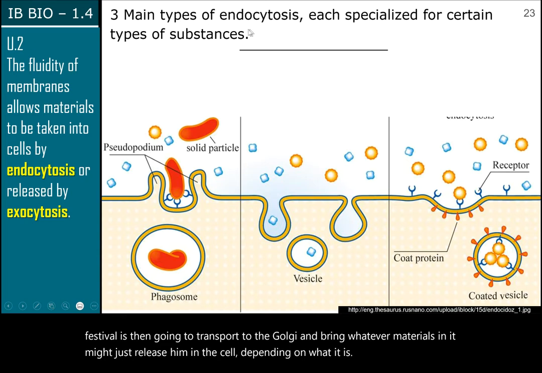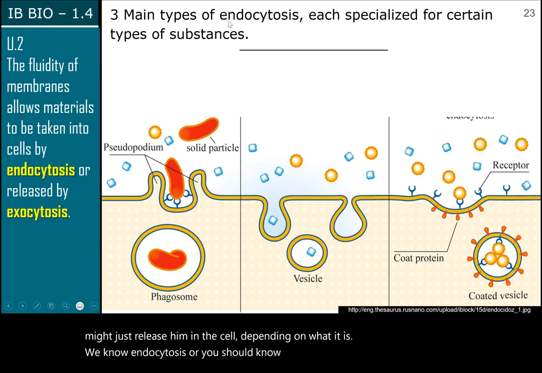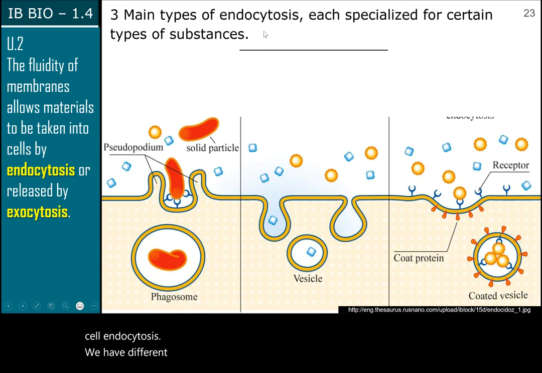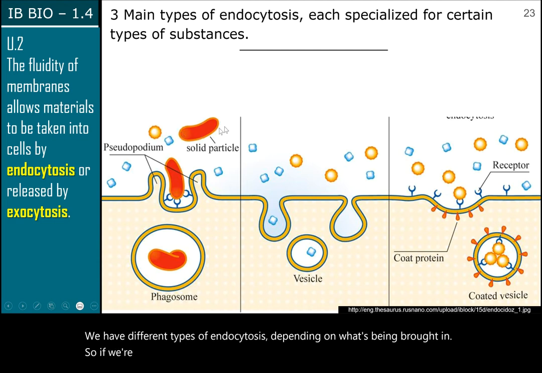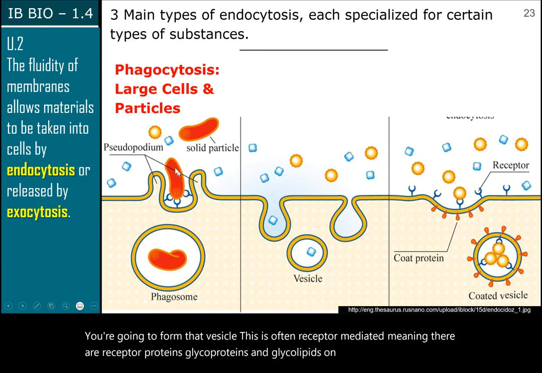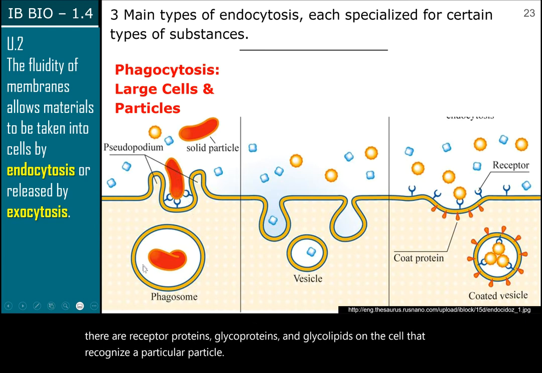Now, we know endocytosis, or you should know that endocytosis means in, because endo means in, and cytosis means anything having to do with a cell. So in the cell, endocytosis. We have different types of endocytosis depending on what's being brought in. So if we're talking about large solid particles, we're talking about phagocytosis. You're going to form that vesicle. This is often receptor mediated, meaning there are receptor proteins, glycoproteins, and glycolipids on the cell that recognize a particular particle. And then the cell brings it in using a vesicle.